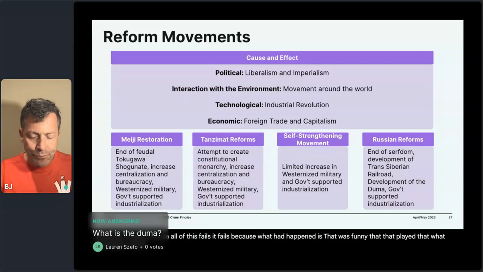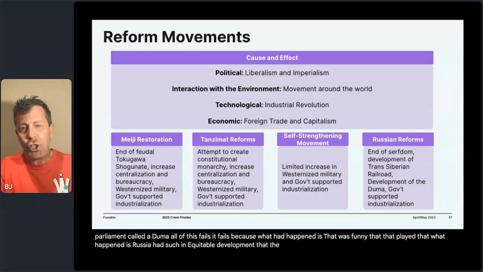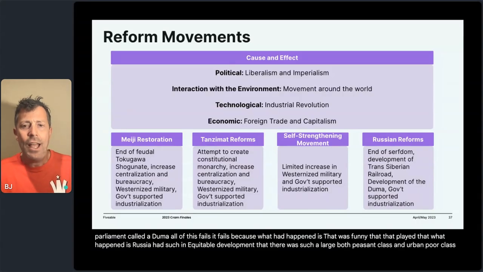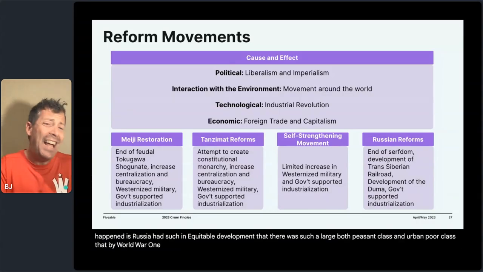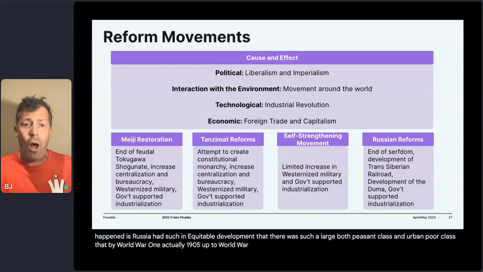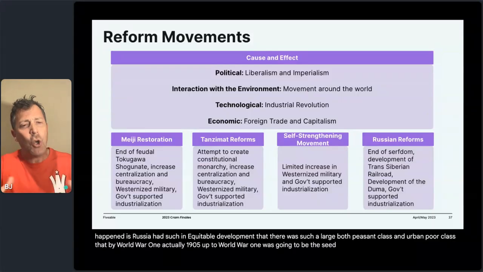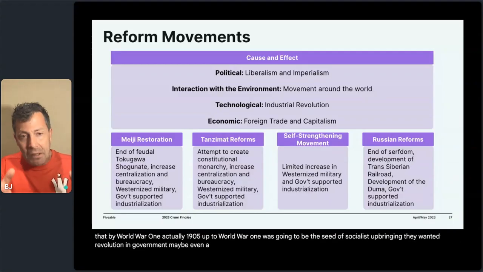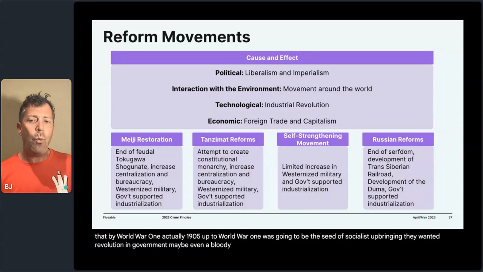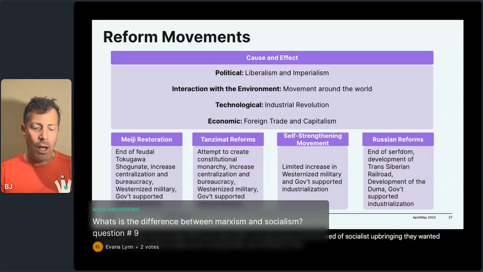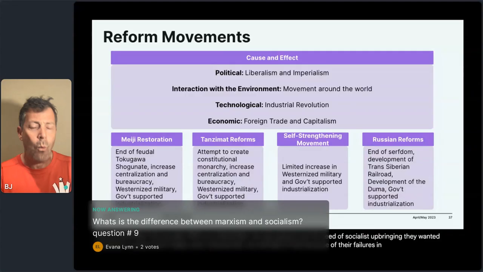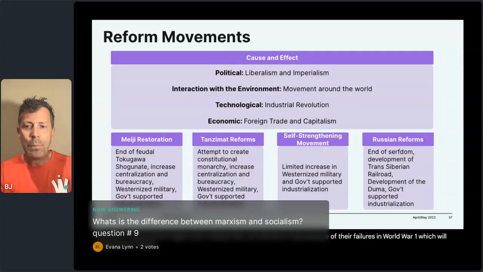What happened is Russia had such inequitable development that there was such a large both peasant class and urban poor class that by World War I, actually 1905 up to World War I, was going to be the seed of socialist upbringing. They wanted revolution in government, maybe even a bloody revolution. And World War I will lead to that because of their failures in World War I, which we address later tonight. So we have 4 reform movements.